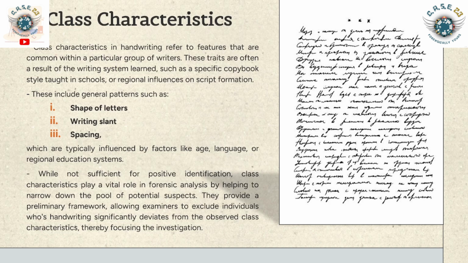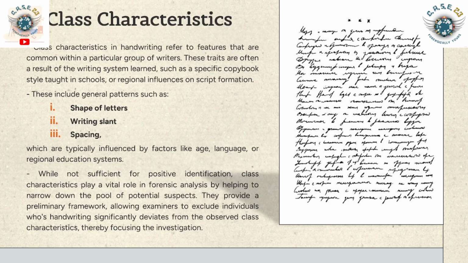So class characteristics are those general features in handwriting that are commonly shared by a group of people. As I've already said, they are not unique to one person or any individual. Instead, they are a result of the way we were taught to write. For example, in many schools across India, students are taught using a standard copybook style, which tells how to write each letter, how much to slant it, how to connect strokes. So if 10 people learned writing the same way in the same school, you might notice similarities in the way they form their letters. That's a classic class characteristic.